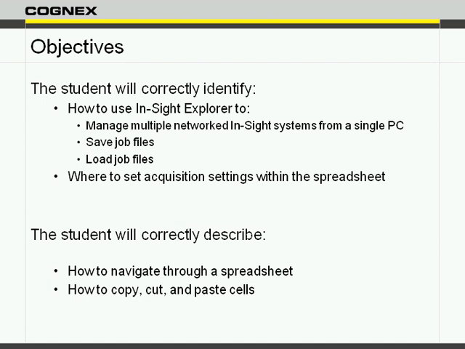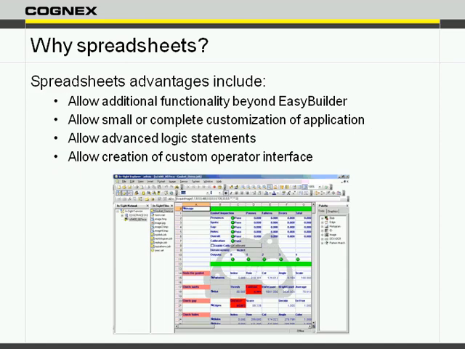In this session, we will show you how to correctly identify the Inside Explorer, how to correctly use the Inside Explorer, manage multiple networked Insight sensors from a single PC, save jobs, load jobs, and where to set acquisition settings from the spreadsheet. At the end of this course, you'll be able to navigate through the spreadsheet, copy, cut, and paste cells.